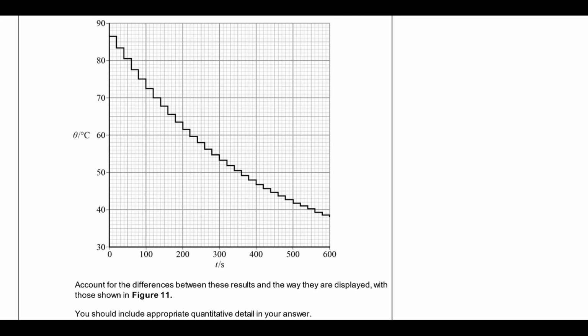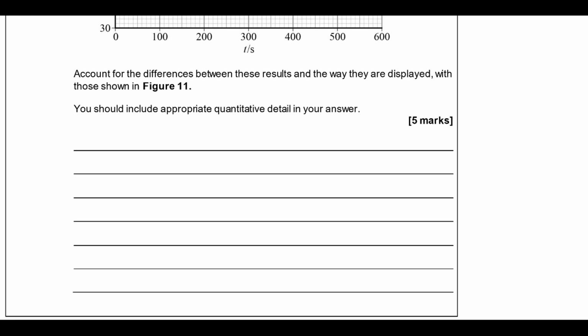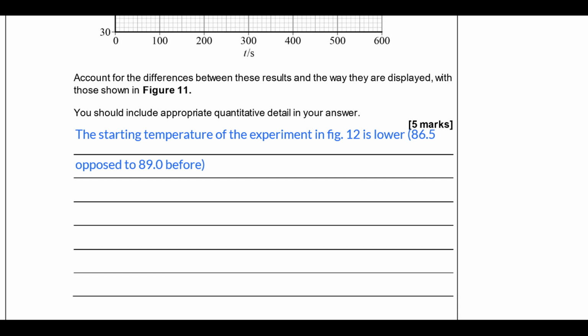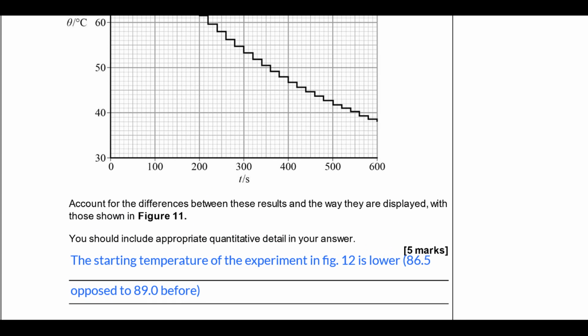So in figure 11, we started at 88.5. We can see here we start at 86.5. So that's the first thing. Let's account for that: our starting temperature is greater. Okay, let's have a look at the time it finishes. At 600 seconds, we can see this one is at 35, 36, 37, 38, 38.5. On the original graph, it finished at 35. So we've got a different temperature here.